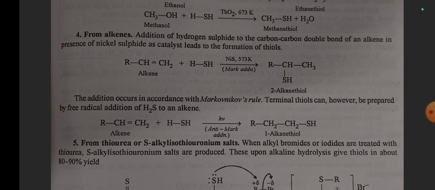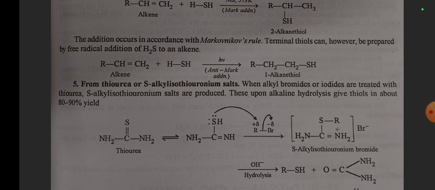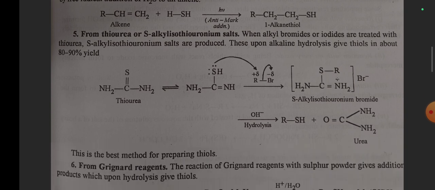From alkenes: addition of hydrogen sulfide to the carbon-carbon double bond of an alkene in presence of nickel sulfide as catalyst leads to the formation of thiols. The addition occurs in accordance with Markovnikov's rule. Terminal thiols can, however, be prepared by free radical addition of H2S to an alkene.